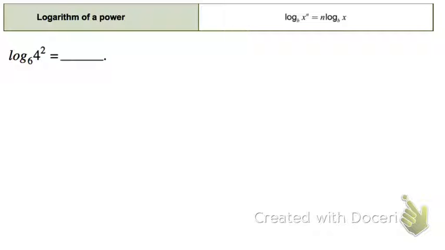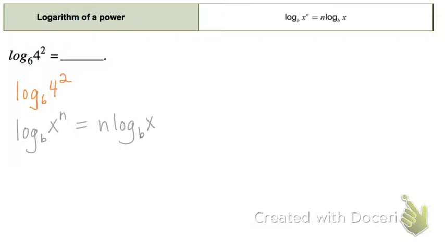Here we're going to use the logarithm of a power in order to simplify and solve this problem. So the first step I'm going to do is write the logarithm of a power property right below it so we can very clearly see what numbers each of those variables represent. So now we can see that the b represents the 6, the x represents the 4, and the n represents the 2.